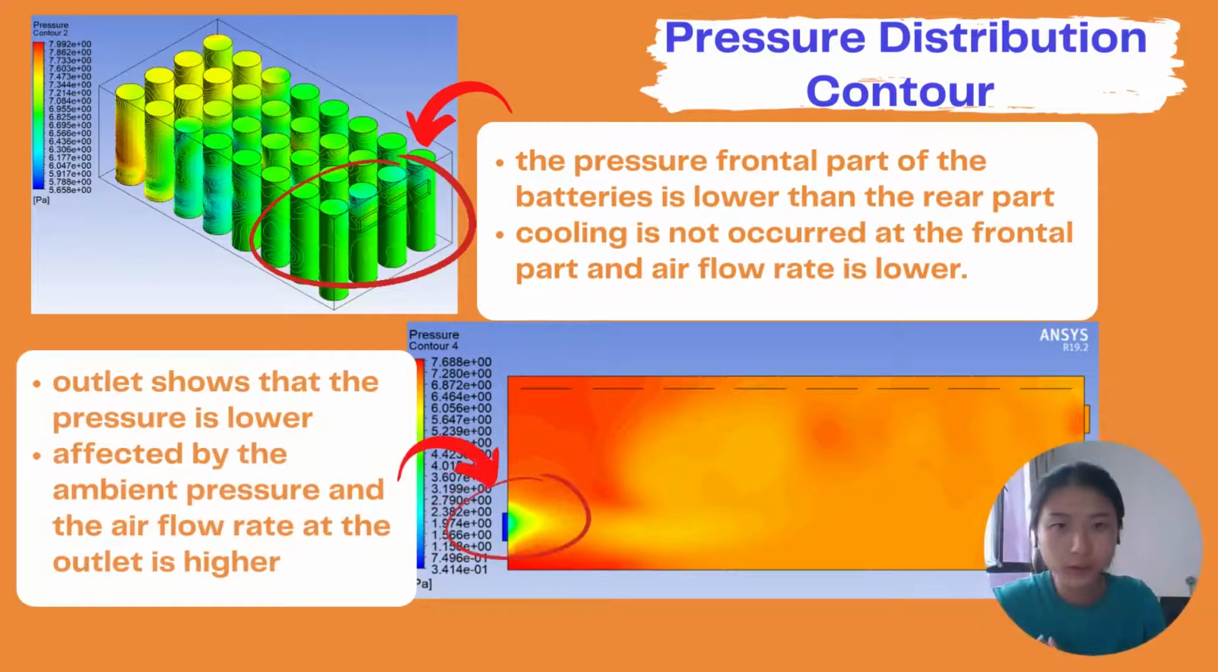The figure above shows that the pressure at the frontal part of the battery is lower than the rear part. This is because the cooling does not occur at the frontal part and the airflow rate is lower. However, for the figure below, the outlet shows that the pressure is lower. This is affected by the ambient pressure, and the airflow rate at the outlet is higher.